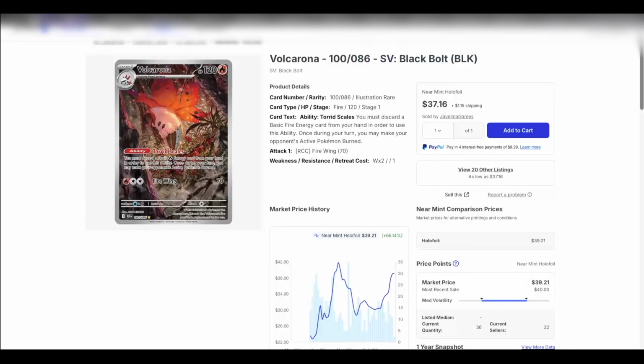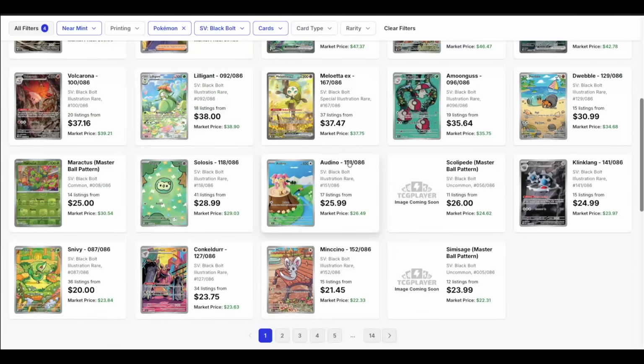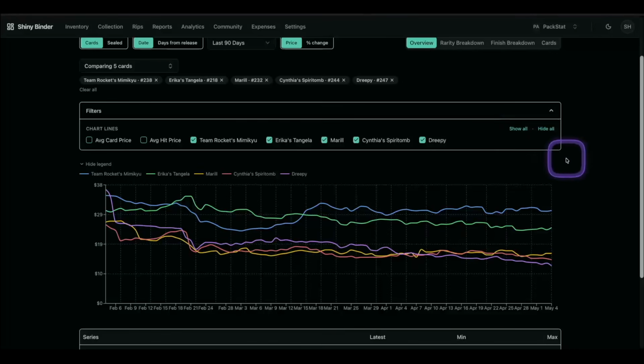So this is happening to a lot of the IRs in Black Bolt and White Flare. And I kind of think it's at its peak, and I'm starting to sell my cards. And again, Black Bolt, White Flare was the last special set. Ascended Heroes is another special set.